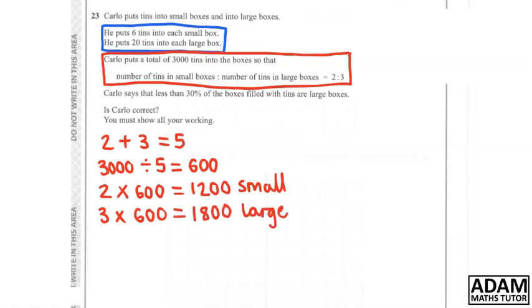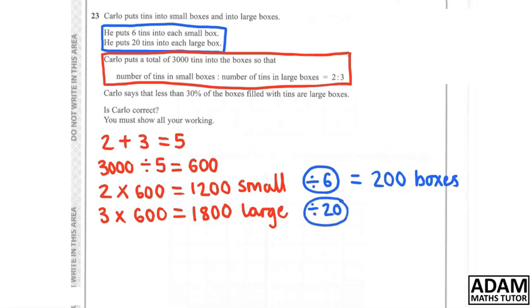Carlo put 6 tins into each small box, so if I divide 1,200 by 6, that tells me that I would have 200 boxes, and he puts 20 tins into each large box. So divide this by 20, and that gives me 90 large boxes. Carlo says that less than 30% of the boxes filled with tins are large boxes.